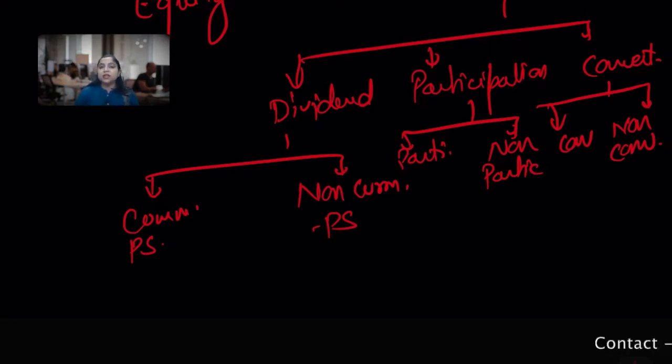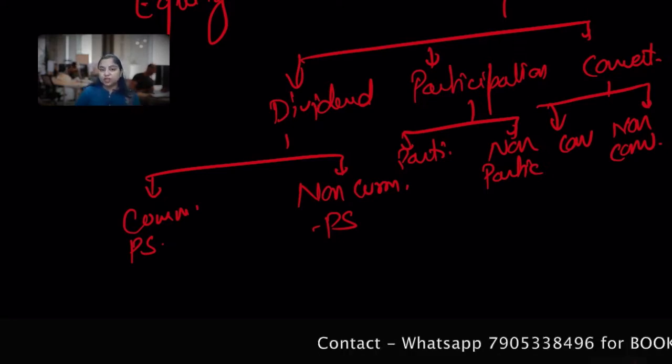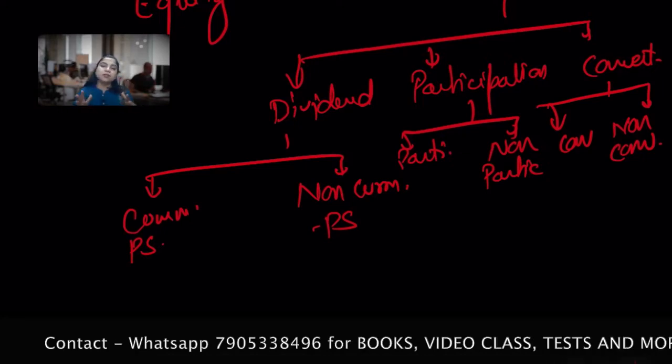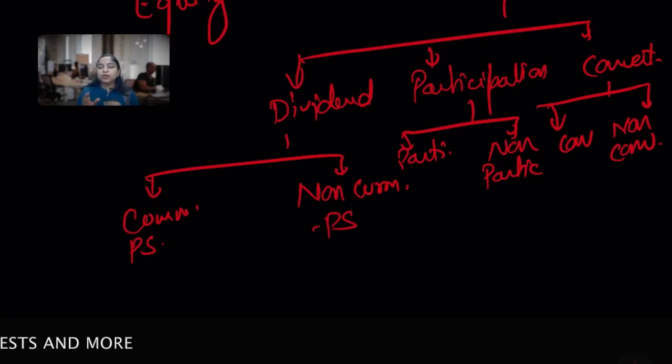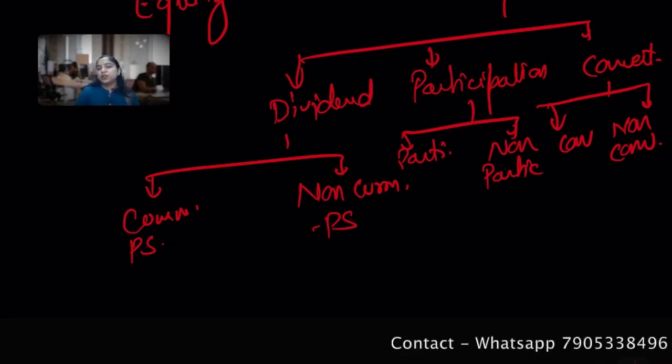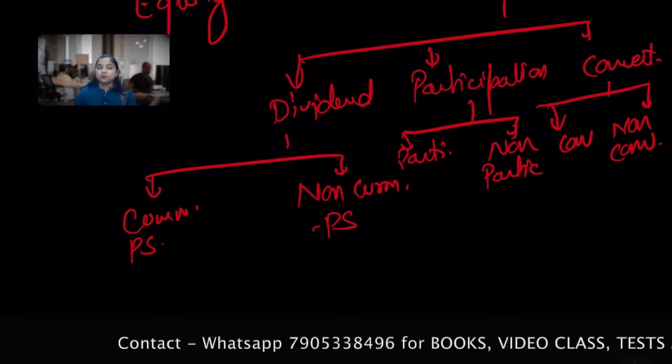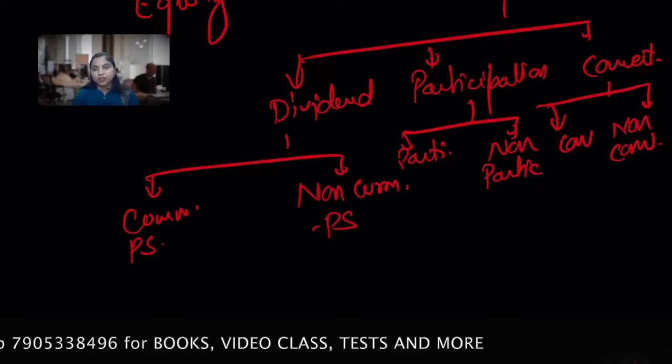Rate of dividend: there is no fixed rate of dividend for equity shareholders because it is completely decided by the board of directors every year. However, in case of preference shares, if you see a 10% preference share or 14% preference share, there is a fixed rate of dividend on the face of that particular preference share for the preference shareholders.